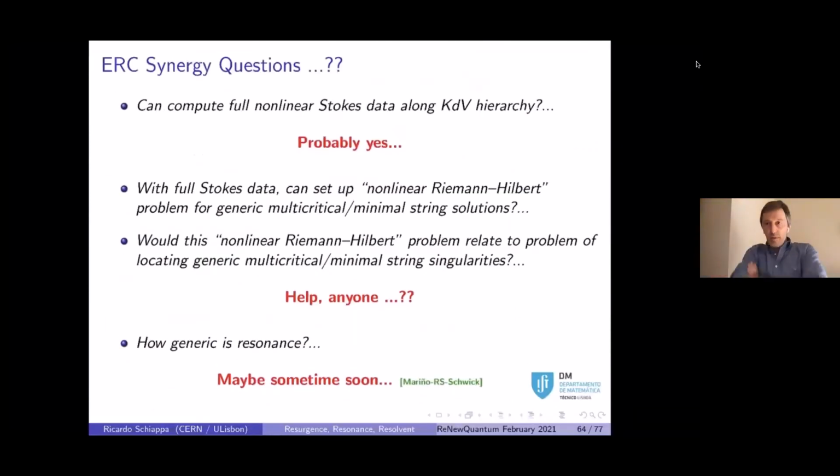Again, I think my time is almost done, so let me try to start wrapping up. In this ERC synergy spirit, the first question I would have is, can we compute the full nonlinear Stokes data for all the KdV hierarchy, just like we did for polynomial 1? I think the answer is probably yes. Then there are two naive questions that would be interesting to discuss more. Can we set up nonlinear Riemann-Hilbert problems for generic multi-critical or minimal string solutions, and would they relate to singularities? It's a very unmatured question, but I would be interested in exploring it within the context of this ERC. And the final question is, how generic is resonance?